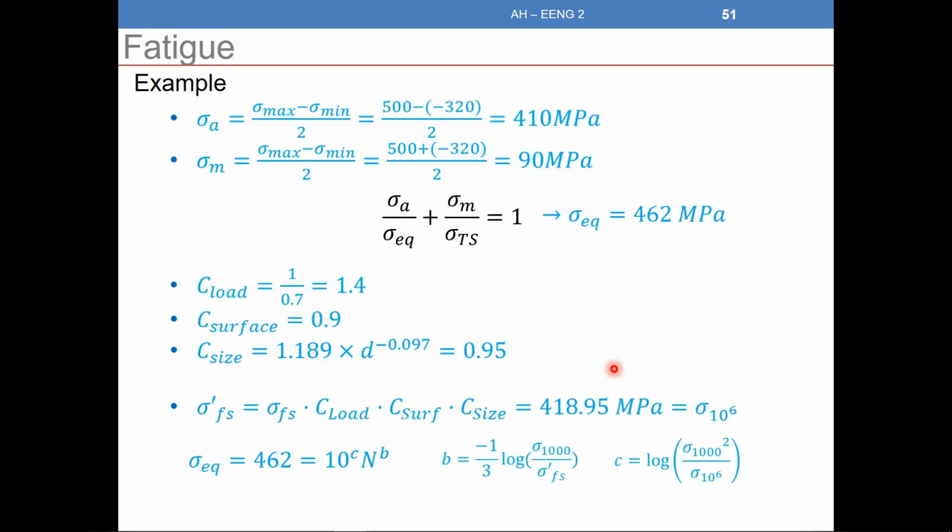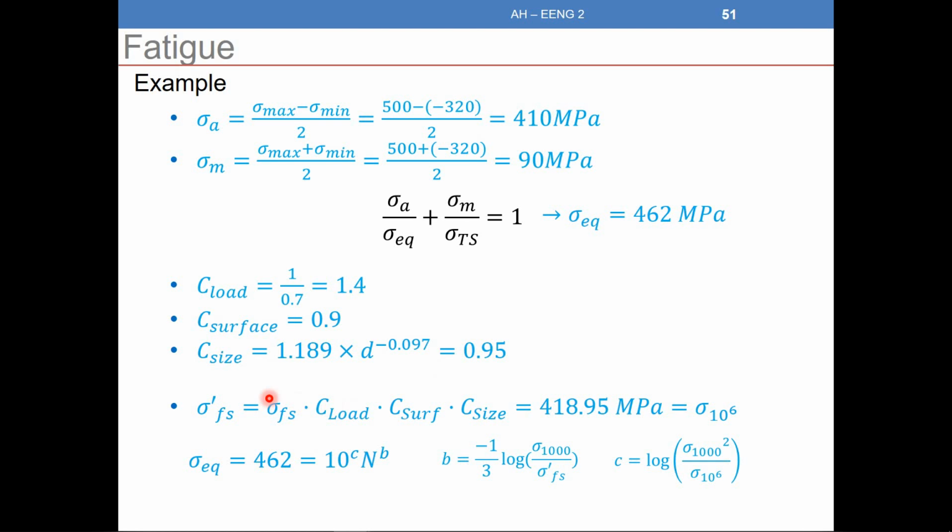So the first thing to do is to calculate the mean stress. Because it's different than zero, we need to find the equivalent stress. So we calculate the amplitude, and now we find the equivalent stress. I have now all these values. Now before I use this formula, 10 power c times N power b, we need to find the modified fatigue limit. So we need to multiply by a load factor, a surface factor, and a size factor. Then we apply and then we find N. This example is just to show that we need to multiply by load, surface, and size.